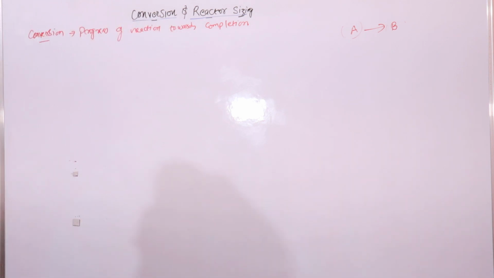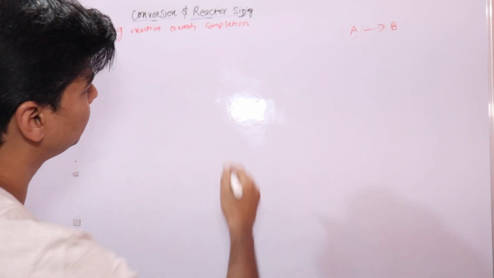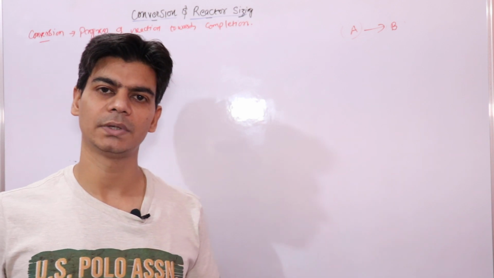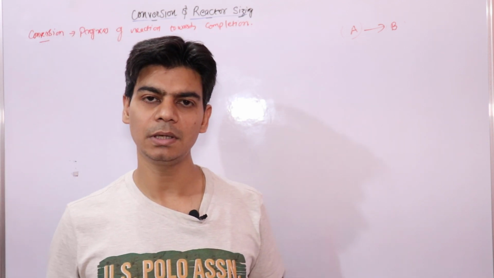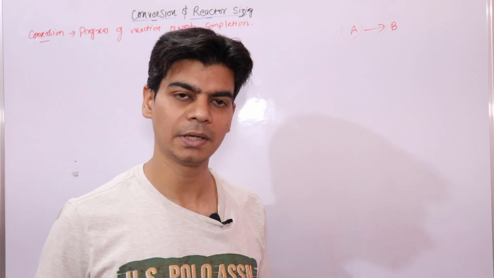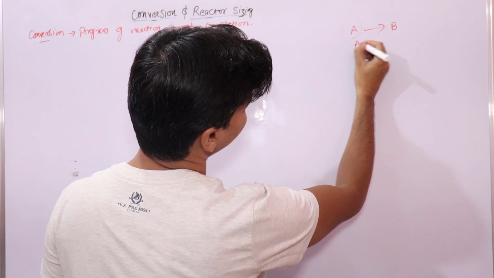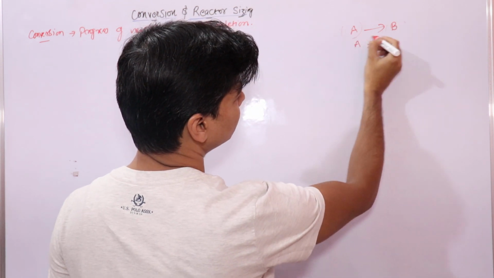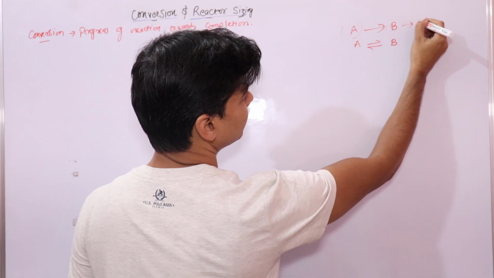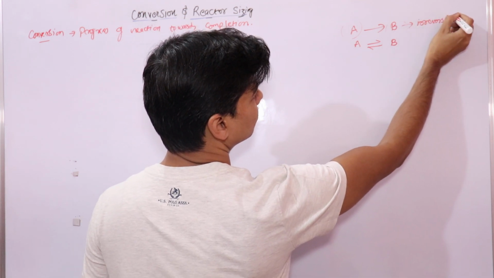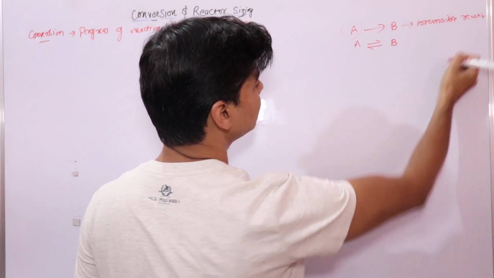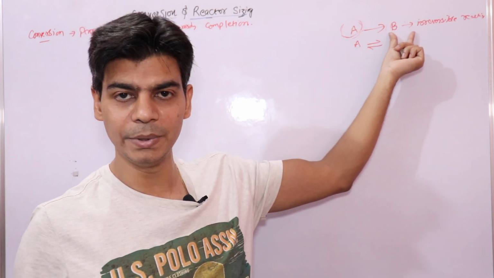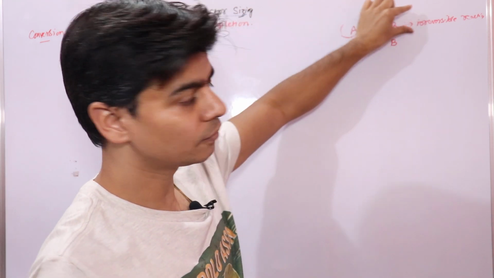So when we talk about progress of reaction towards completion, just understand that there are two types of reactions that we have studied in school chemistry. One is reversible reaction, the other is irreversible reaction. In reversible reaction we used to put this kind of arrow. So if I talk about this reaction, this is an irreversible reaction, and in this reaction all of the reactant A will get converted into product B, and the reaction will proceed in the forward direction.